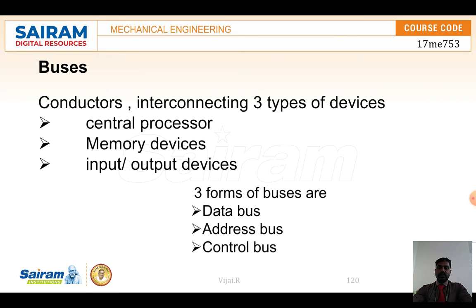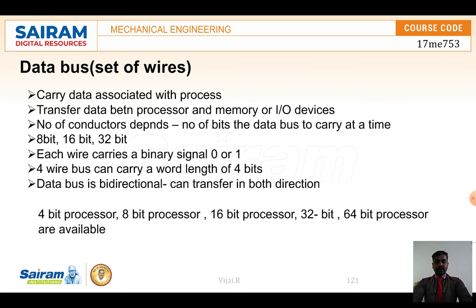Here we have three types of buses, which are the conductors that take information from one place to another. That is the data bus, address bus, and control bus, which we have discussed. The data bus is a set of wires in which data is carried. At a time, 8-bit data or 16-bit data can be processed. There are zeros and ones, so each wire carries a binary signal of 0 and 1. 8-bit data means 8 bits at a time will be carried for the process, processed, and written back.